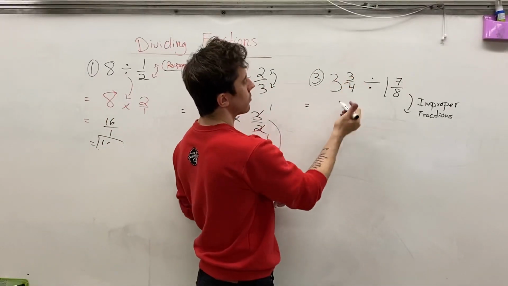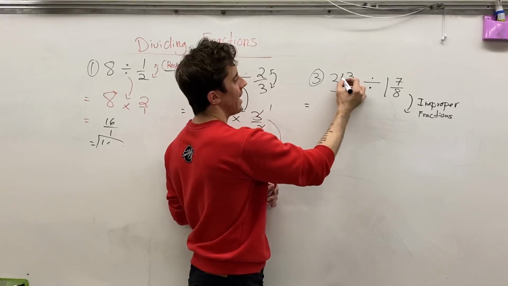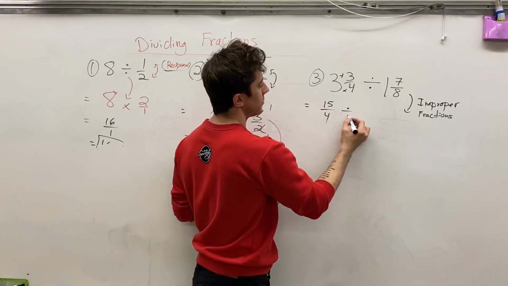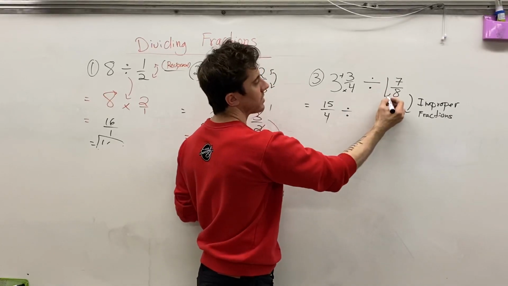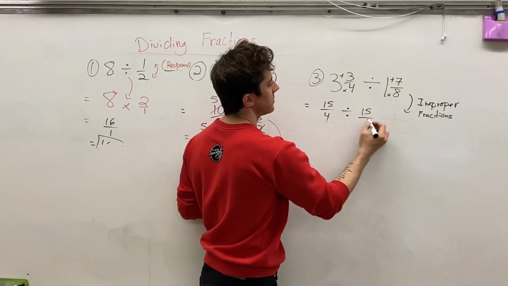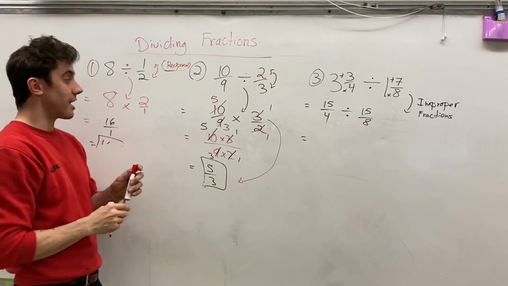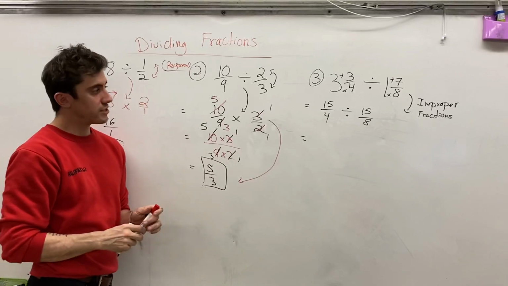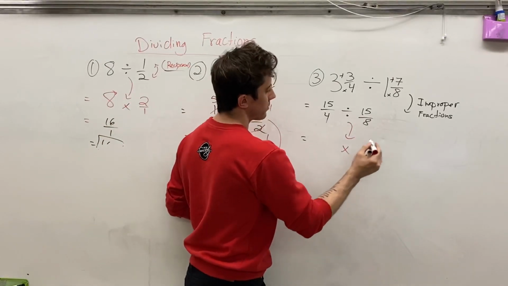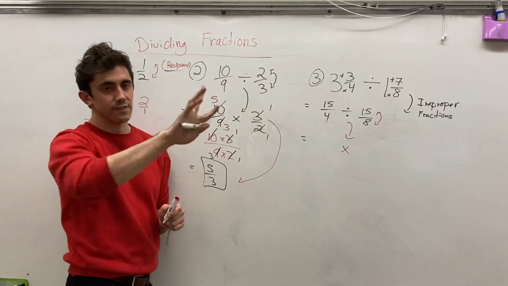And so 3 3/4, we multiply the whole number by the denominator. 3 times 4 is 12, and we add our numerator, and so we have 15/4 divided still by, we multiply our whole number 1 times the denominator of 8, that's 8, and we add our numerator of 7, that is 15/8. And now we can use the same strategy we've been doing in examples 1 and 2 of changing our division into multiplication and looking at the reciprocal for our second fraction, that is flipping our second fraction.